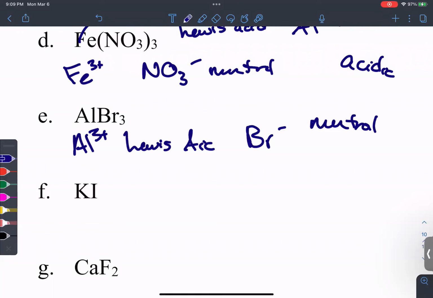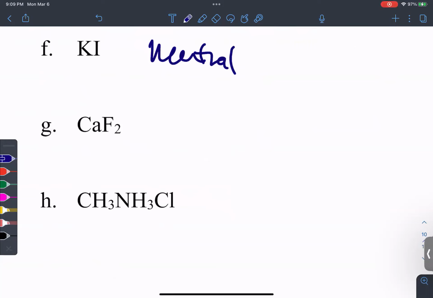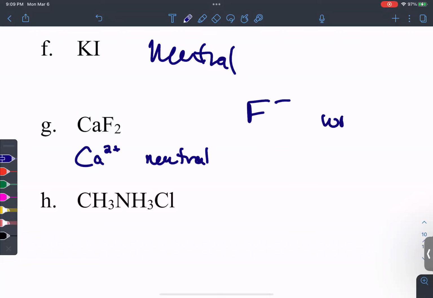All right, KI. K plus is neutral, I minus is neutral, so this is neutral. How do I know I minus is neutral? HI is a strong acid, yes. Okay, calcium fluoride. Calcium 2 plus is neutral because calcium hydroxide is a strong base, but F minus is a weak base because HF is a weak acid. So that means calcium fluoride is basic.